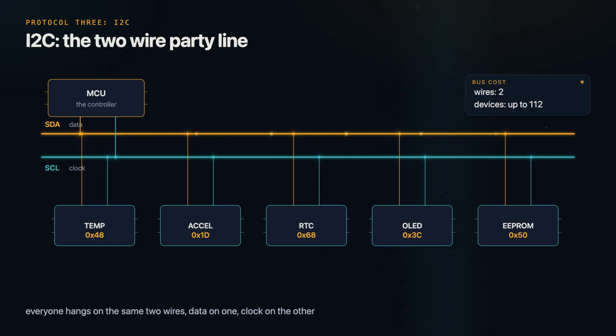2 wires total. SDA carries the data, SCL carries the clock, and every chip on the board hangs on the same 2 wires, like a party line. Sensors, clocks, displays, memory. Over 100 devices can share one bus, and it still costs your microcontroller just 2 pins.